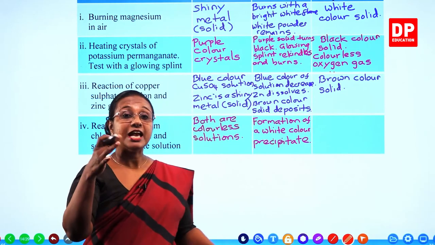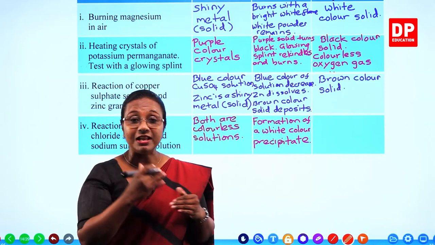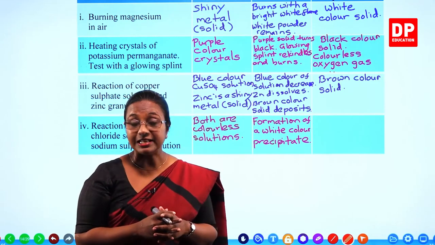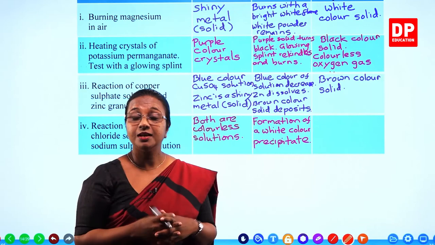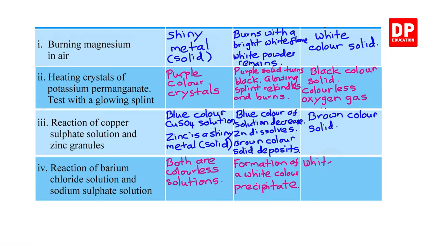Formation of a white color precipitate. Initially, as we mix the solution, you were able to see it became milky, cloudy in nature. Then when we let it stand for some time, you were able to see the depositing of the white color precipitate. So the nature of products: a white color solid, that is the precipitate, and also a colorless solution. So those were the observations.